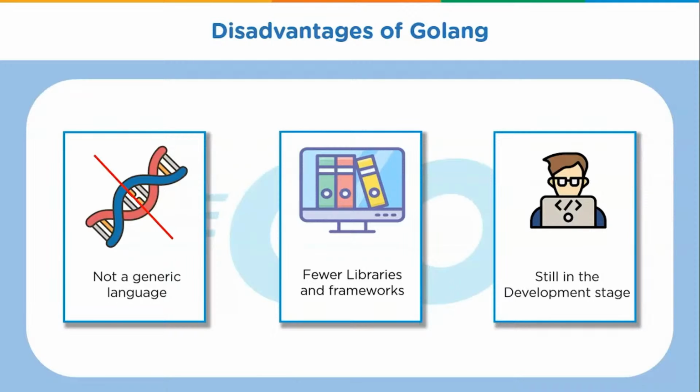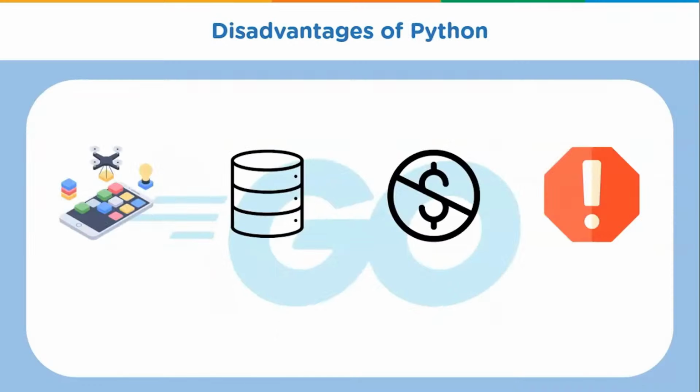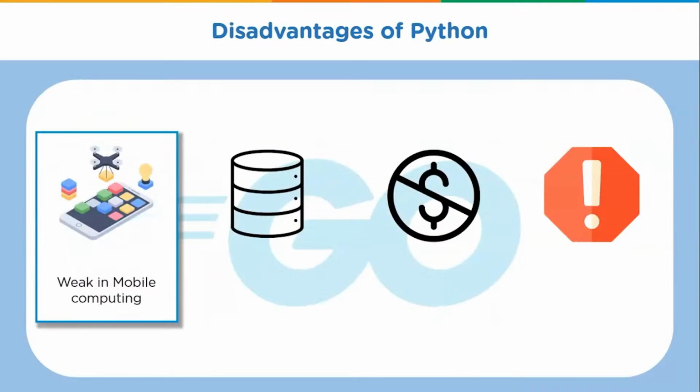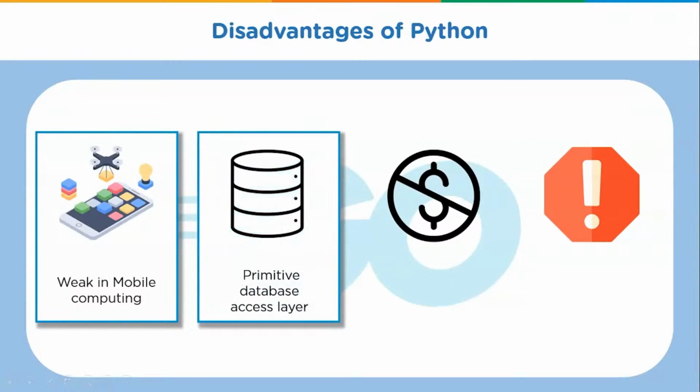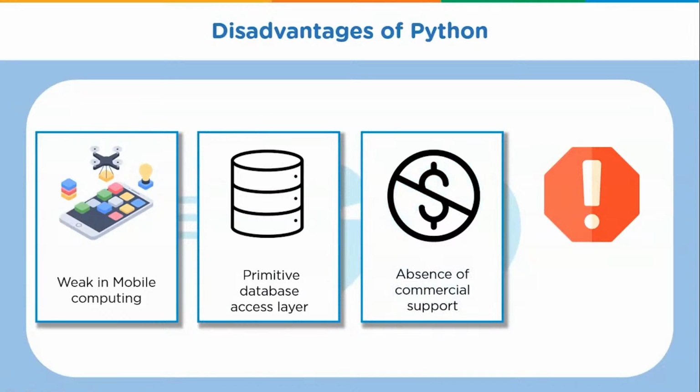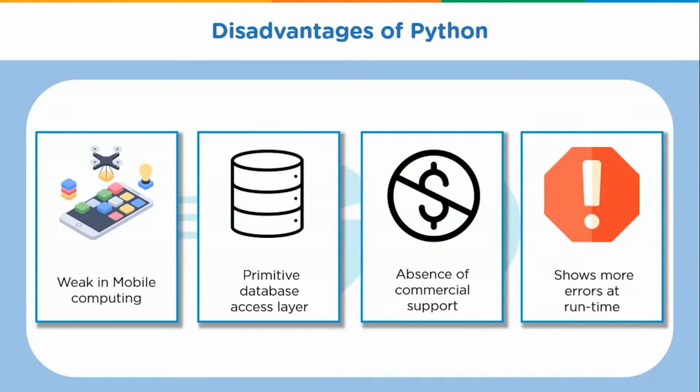Now, we will look into the drawbacks of Python language. Here, you can see that it is weak in mobile computing, hence, it is not used in app development. The Python uses the underdeveloped and primitive database access layer. You can also see that there's an absence of commercial support for Python. And as Python is a dynamic language, it shows more errors at runtime.